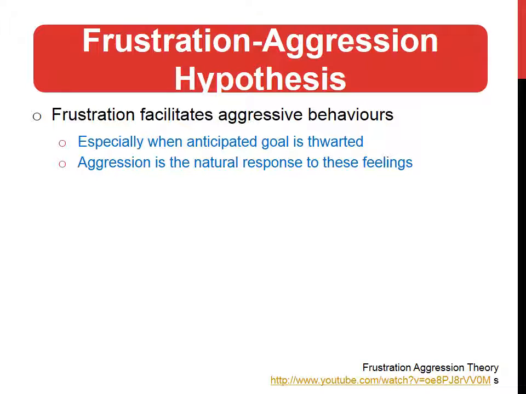The frustration-aggression hypothesis has been explained in detail in previous lectures. Thus, I will only summarize it here to say that individuals are likely to resort to aggressive behaviors when they feel that their ability to reach an anticipated goal is blocked in some way. Aggression then is a natural response to these feelings. Do also watch the short video, the link is on the slide, to see how this could affect behavior in a real-life situation.